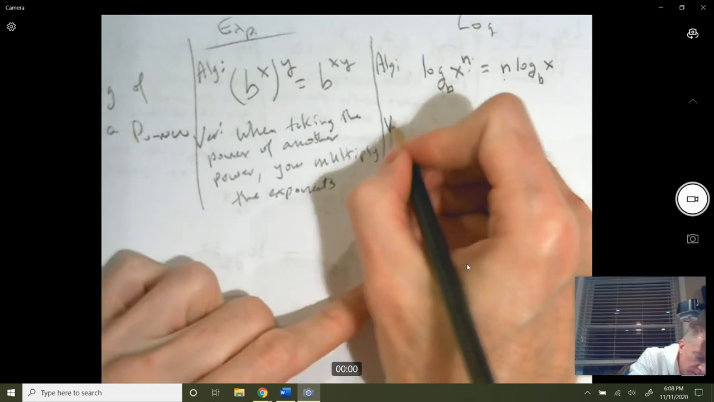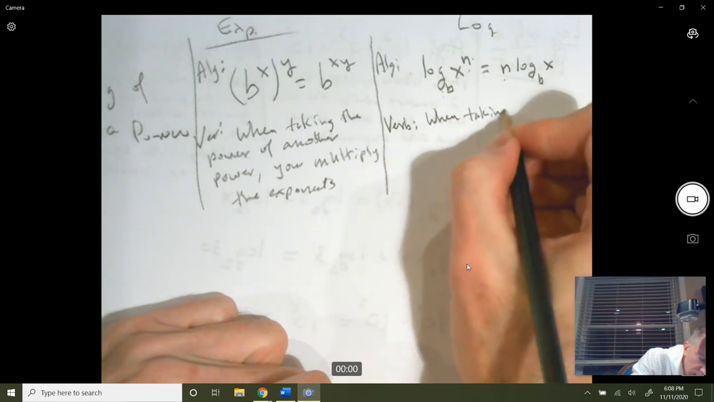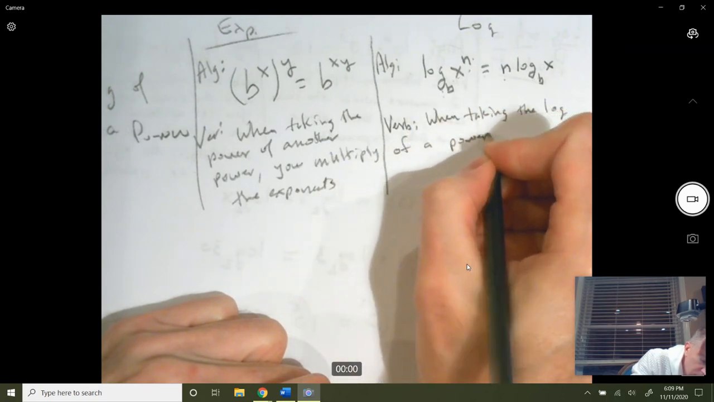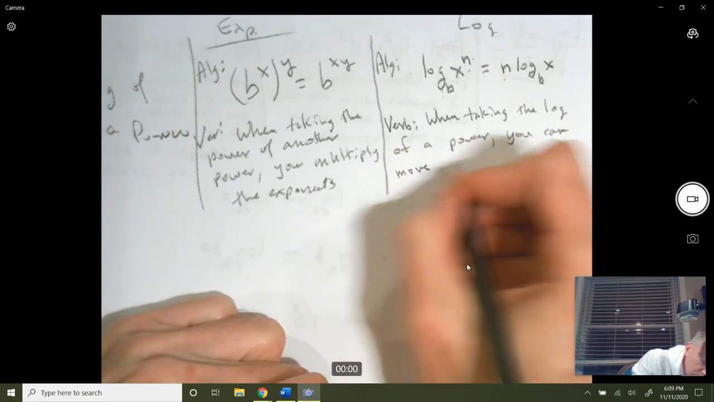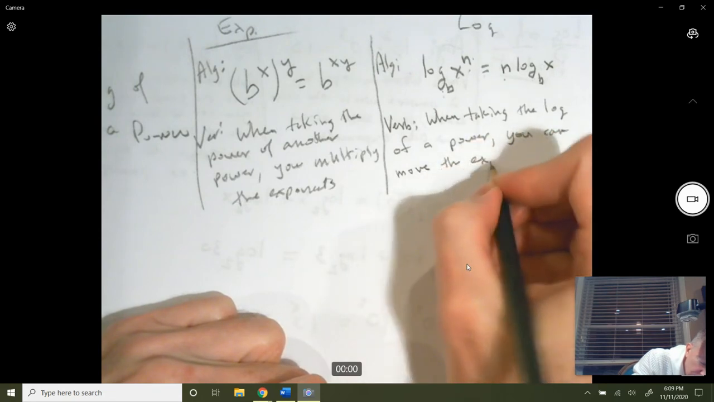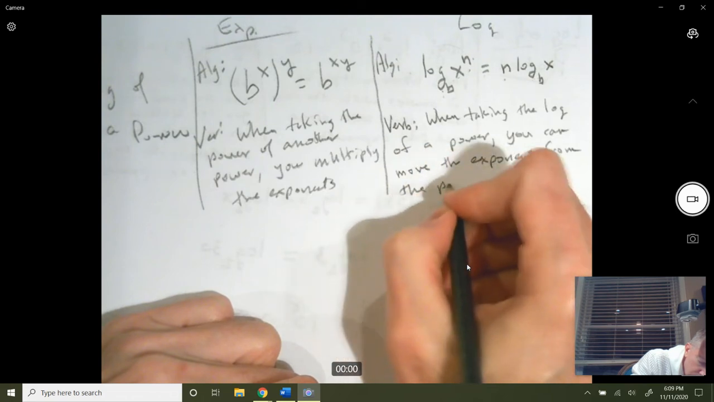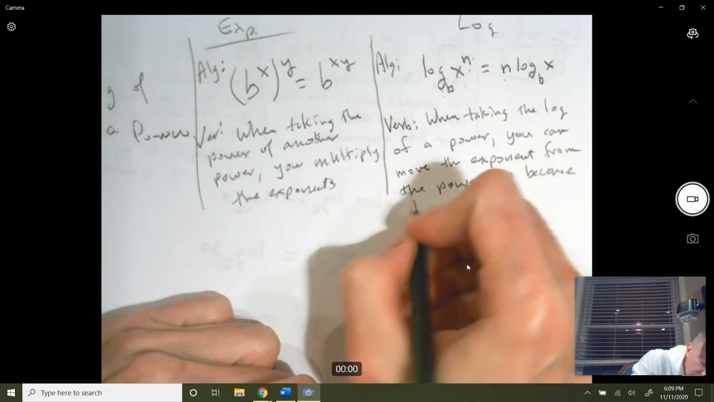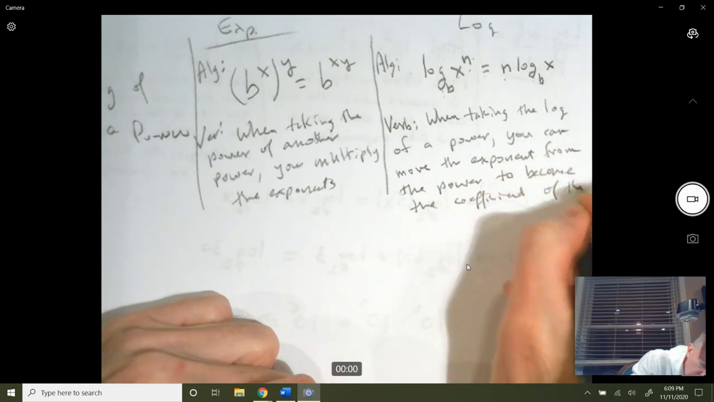And let's write this out verbally. Okay, so when taking the log of a power, you can move the exponent from your power to become the coefficient of the log.